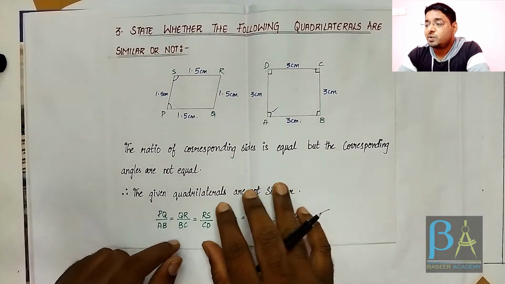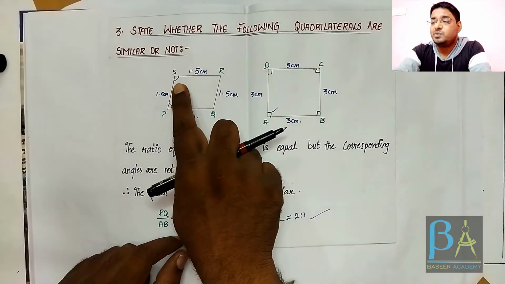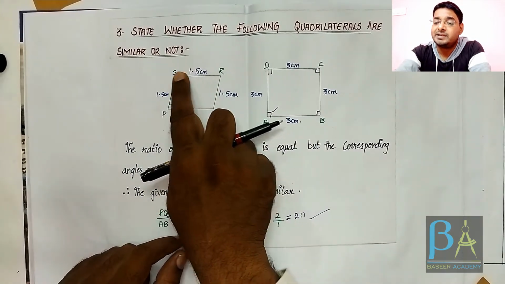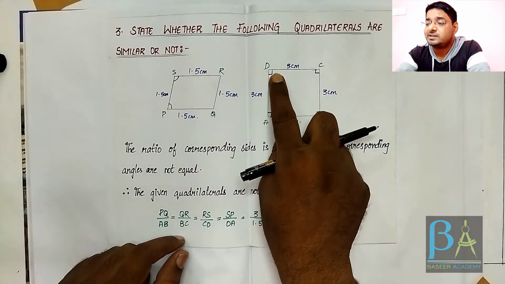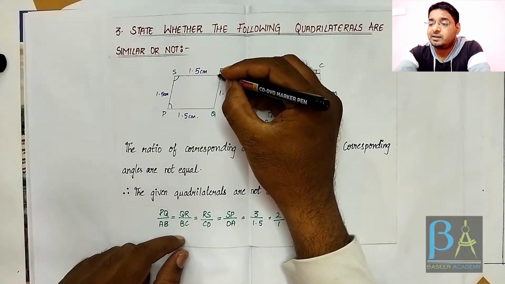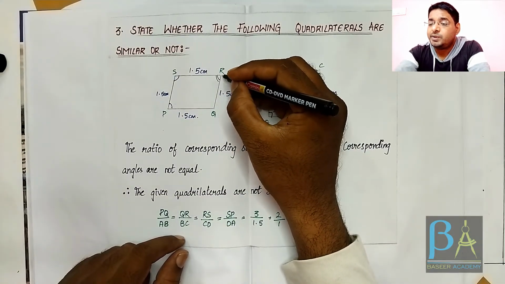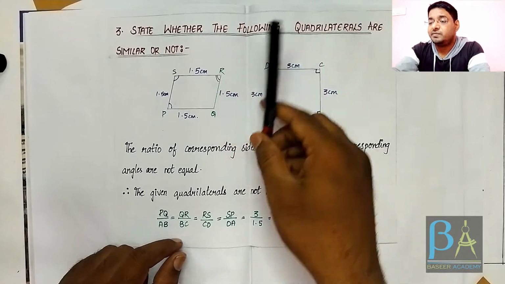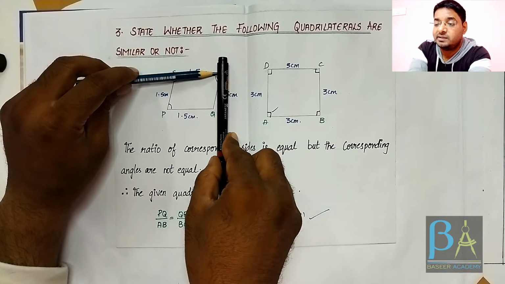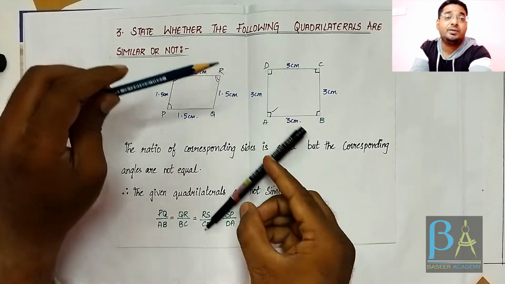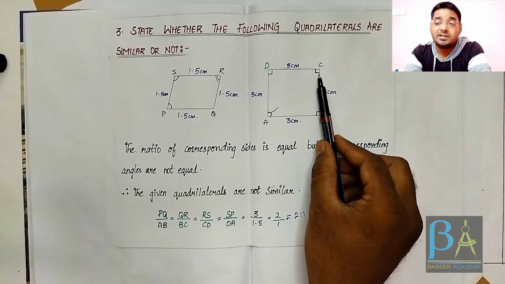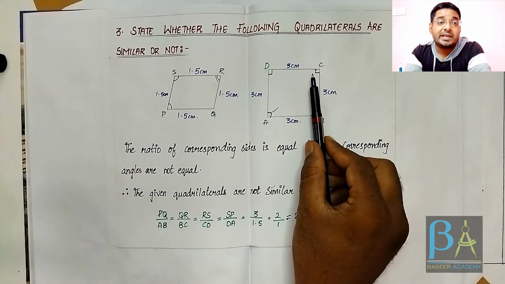Now, let us see if the corresponding angles are equal here. I see that the corresponding angles are not equal here. This one looks like an obtuse angle to me, greater than 90 degrees, but this one is 90 degrees. This angle looks like an acute angle to me, less than 90 degrees, but this one is 90 degrees. So the corresponding angles are not equal.